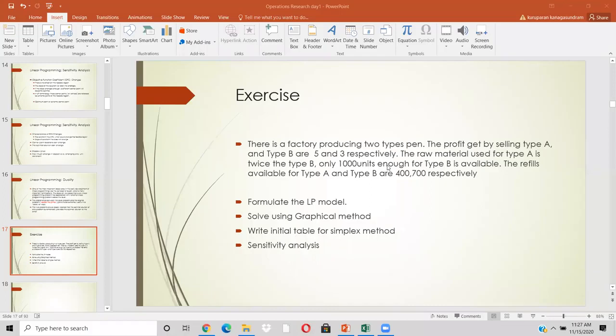The factory only has raw materials that are enough for 1,000 units of type B. Refills, meaning the tube, available for type A and type B are 400 and 700 respectively. Guys, try to formulate the LP model.